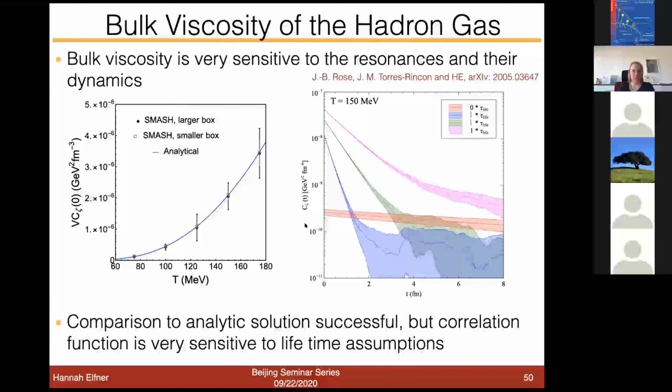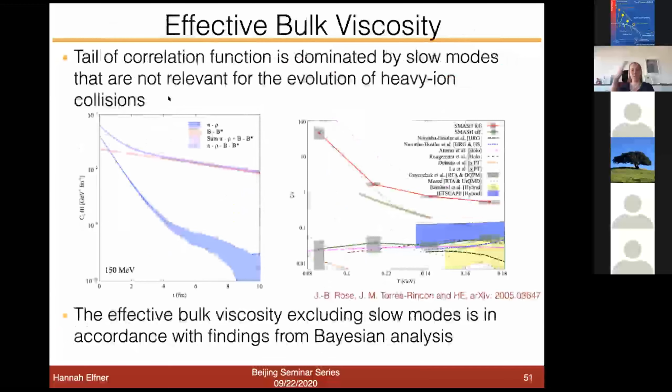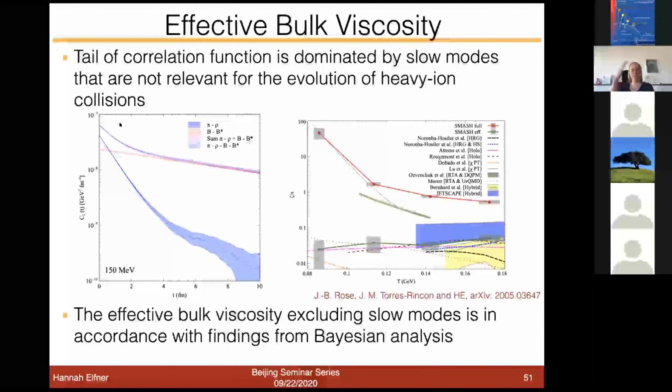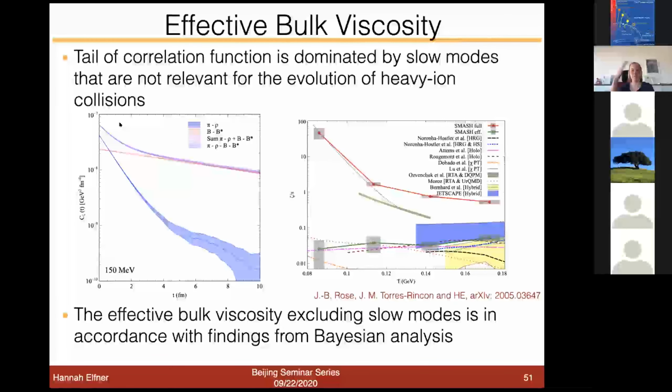And another thing that was also very interesting that we realized is that in the full hadron gas, when we were plotting the correlation functions, we were not really seeing one exponential anymore, but rather something like this, where you have the impression that it's actually two or more exponentials. And then we went back and looked at it in more detail.